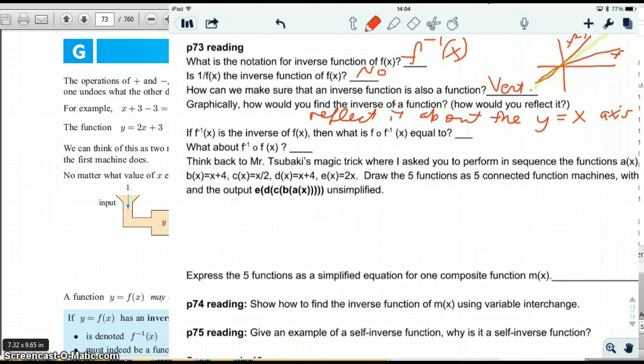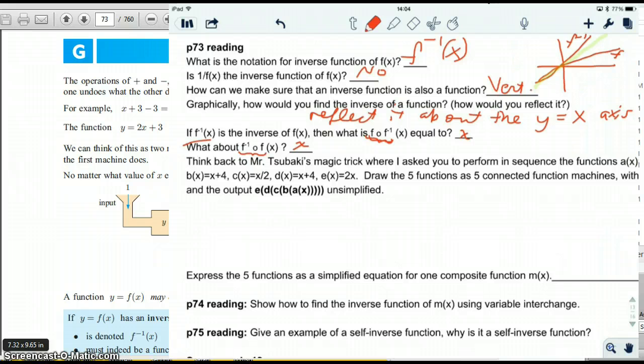Okay? If f to the negative 1 of x is the inverse of f of x, then what is f composed with f to the negative 1 of x equal to? Well, part of the definition of an inverse function is that it undoes a regular function. So if we put it as a composite with the regular function, then you just get back the same value you started out with. Okay? And then I ask, what about f to the negative 1 composed with f? And it's just the opposite of that, and guess what? It also gives you the original value.